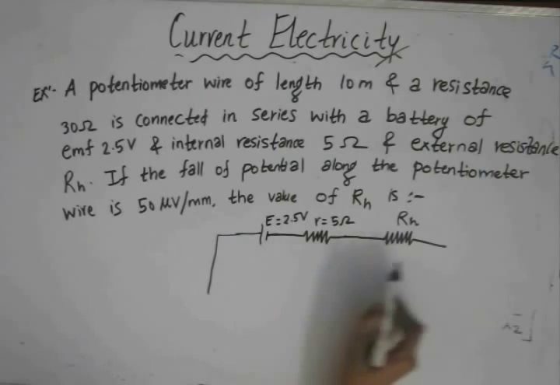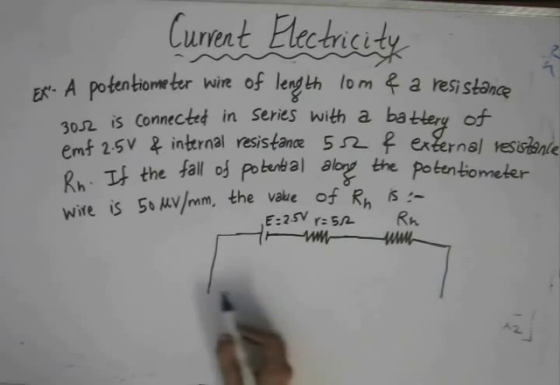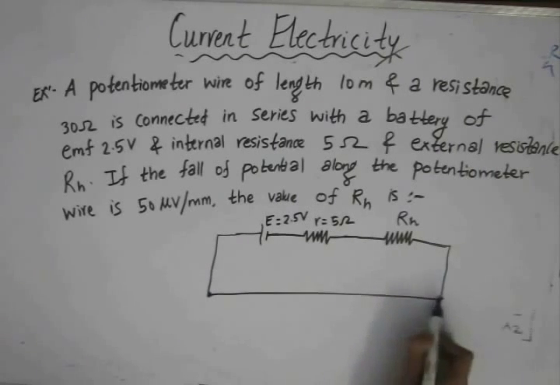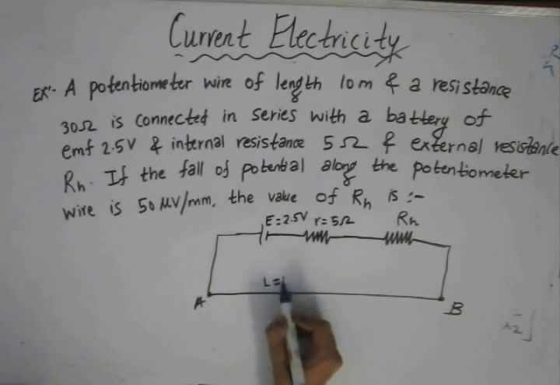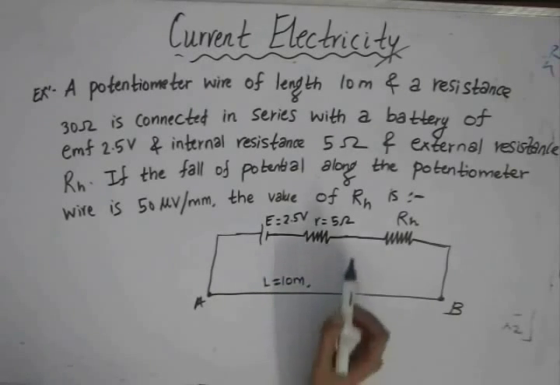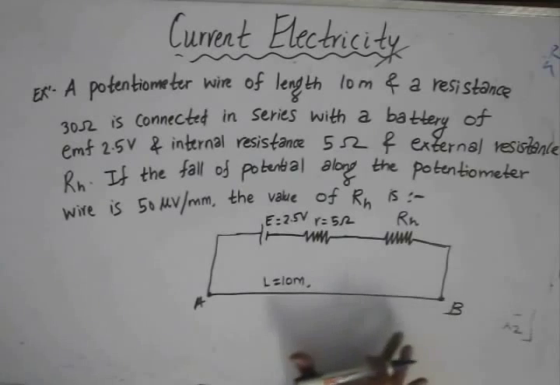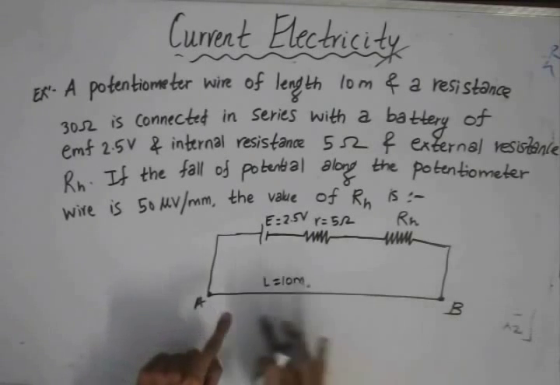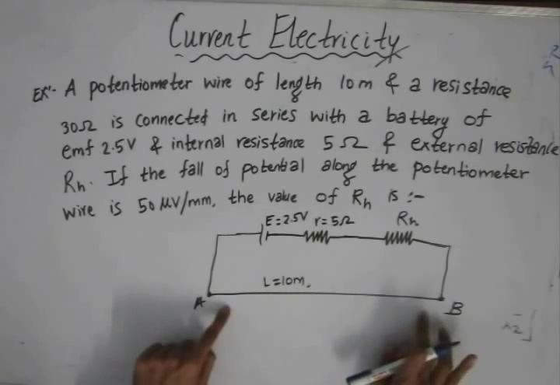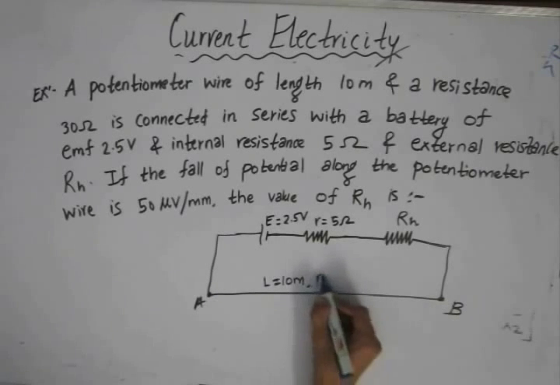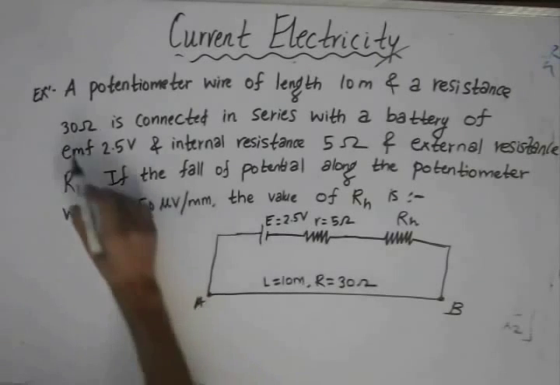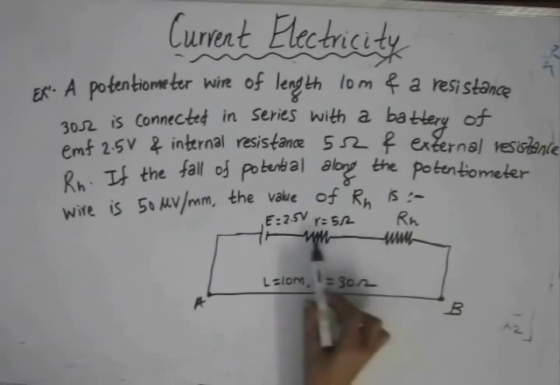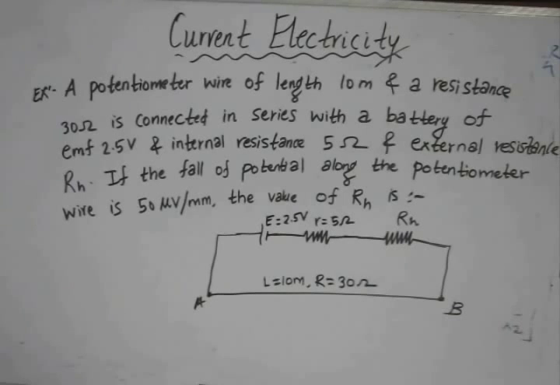And this is connected across a potentiometer wire AB. Suppose this is the wire AB, whose length L given to us is 10 meters, and a resistance is associated with this potentiometer wire. We can think of the entire length of the potentiometer wire as a resistor whose value given to us is 30 ohms. And as we can see, all these resistors are connected in series with each other.